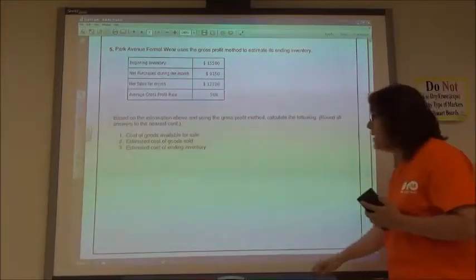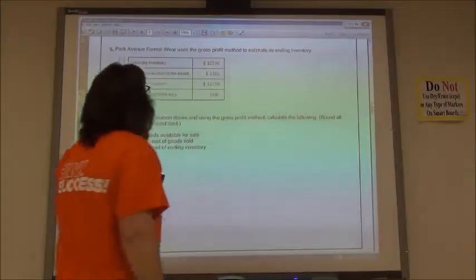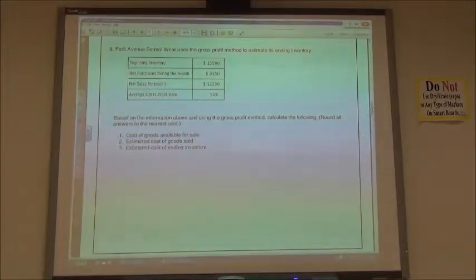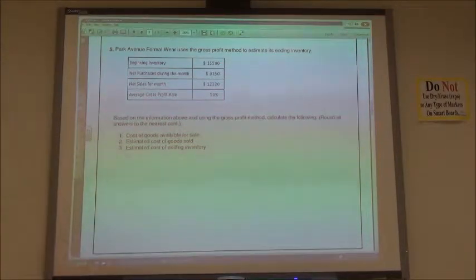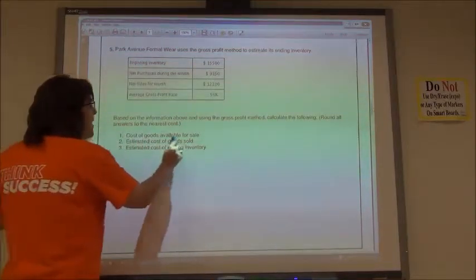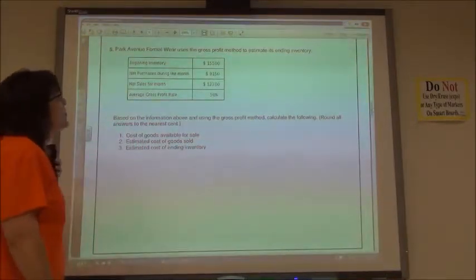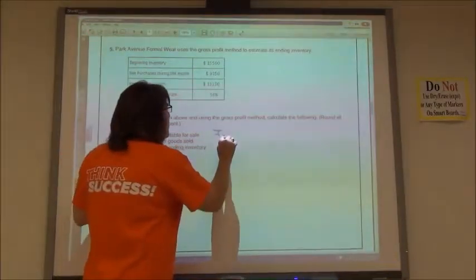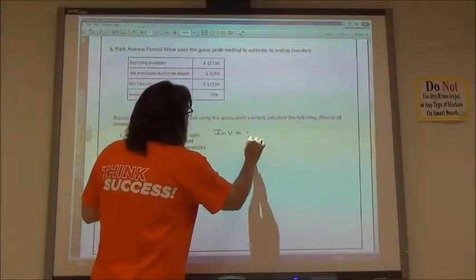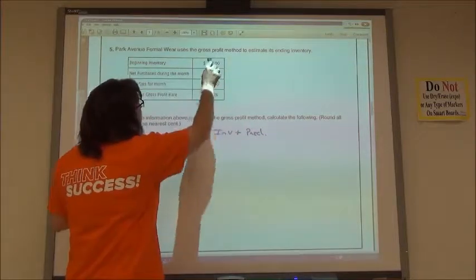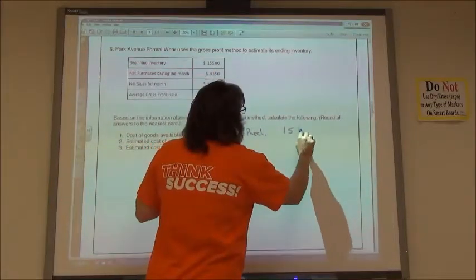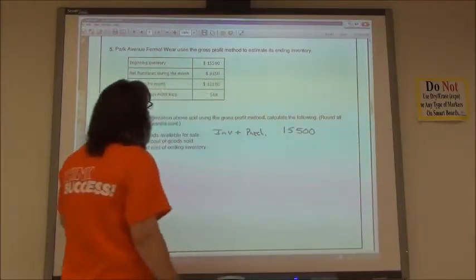So number 5, same kind of thing, Park Avenue Formal Wear uses the gross profit method to estimate its ending inventory. Based on the information above, using the gross profit method, calculate the following, round answers to the nearest cent. So first of all, we have to find the cost of the goods available for sale. We're going to take our initial inventory, we're going to add any of our purchases that we made. And so we had 15,500 in our beginning inventory.